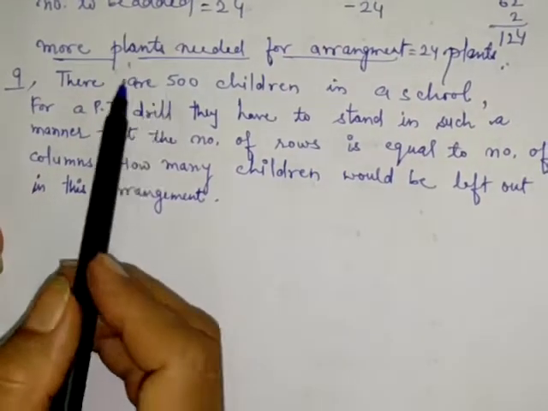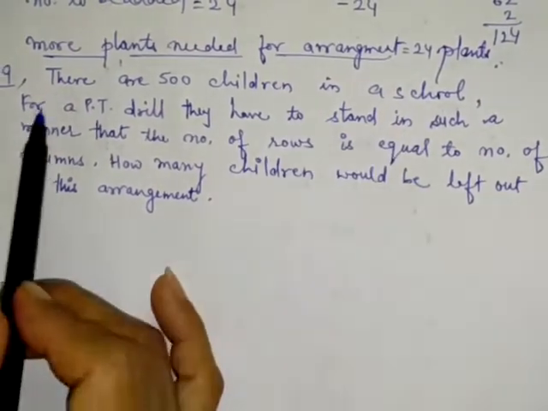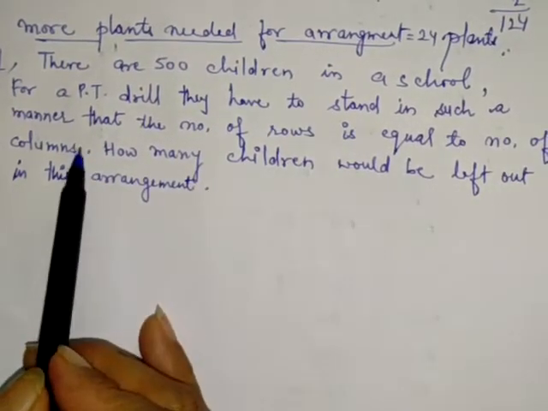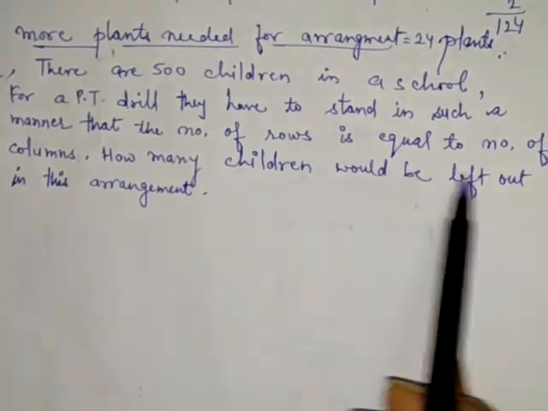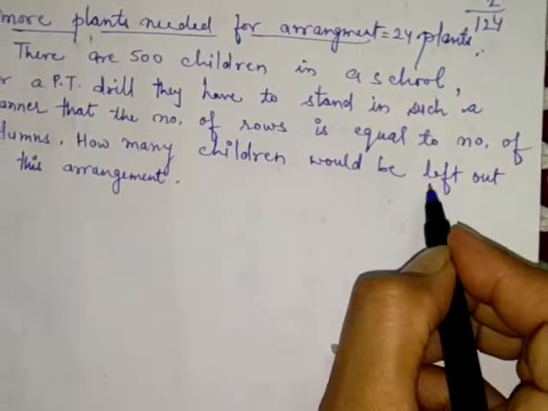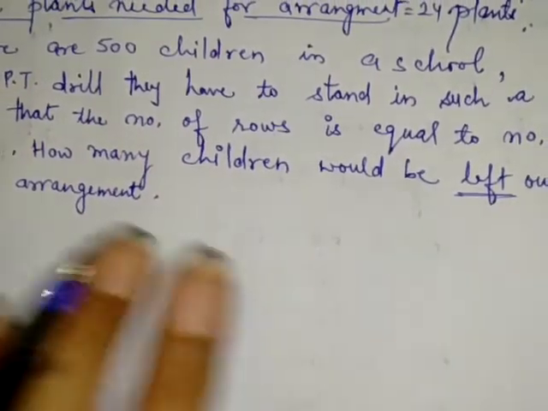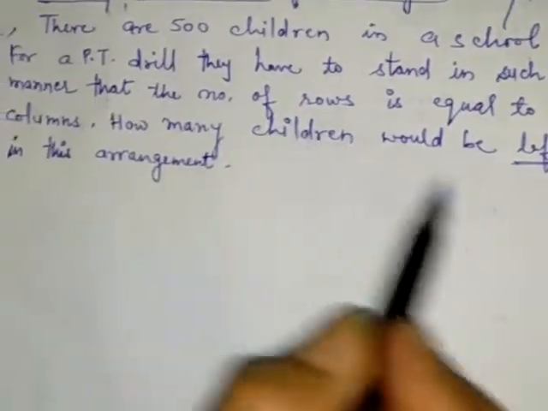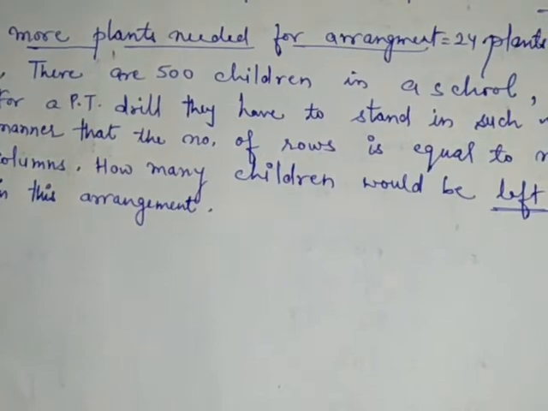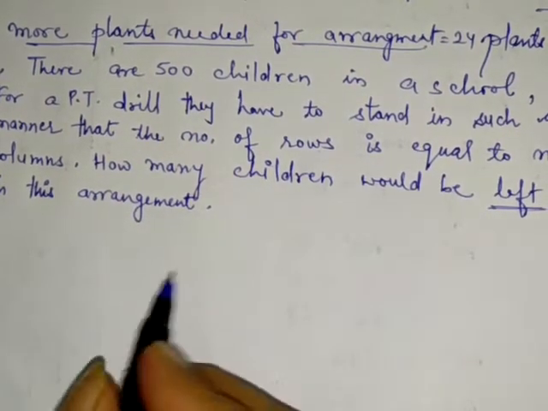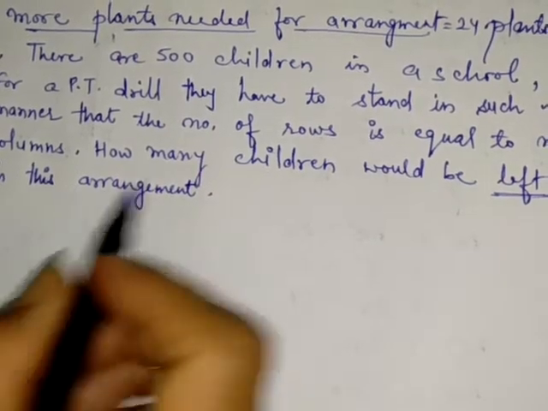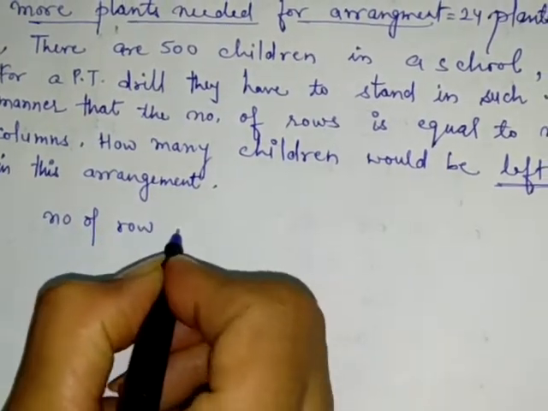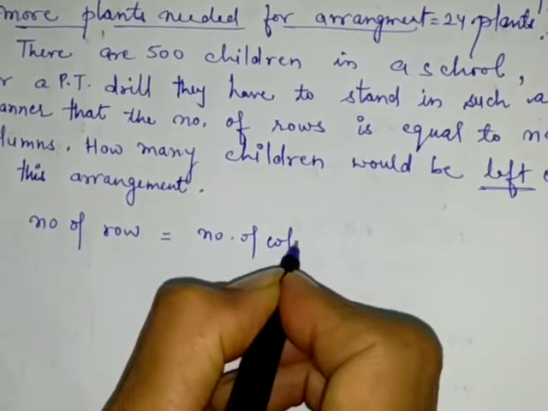Question number 9 is: there are 500 children in a school. For a PT drill, they have to stand in such a manner that the number of rows is equal to the number of columns. How many children would be left out in this arrangement? Now the word left out means something is remaining, that is, something has to be removed. So what is to be subtracted? Left out means we have to subtract. It clearly means 500 is not a perfect square, that is why something is left out. Left out means we have to use the subtraction method. So the number of rows and the number of columns are the same, it's given to you. Number of rows is equal to number of columns, it's given to you.